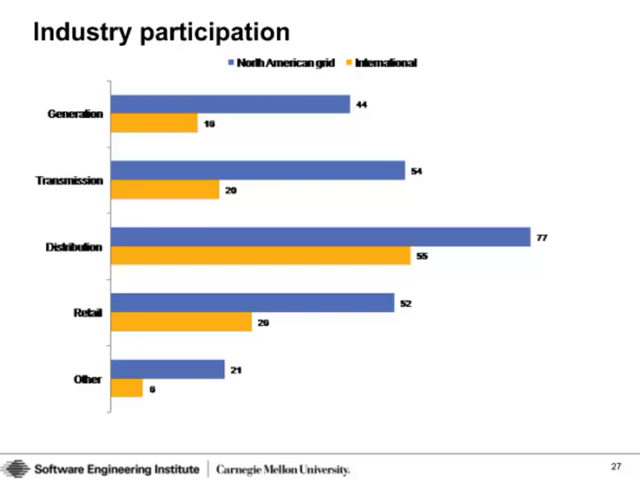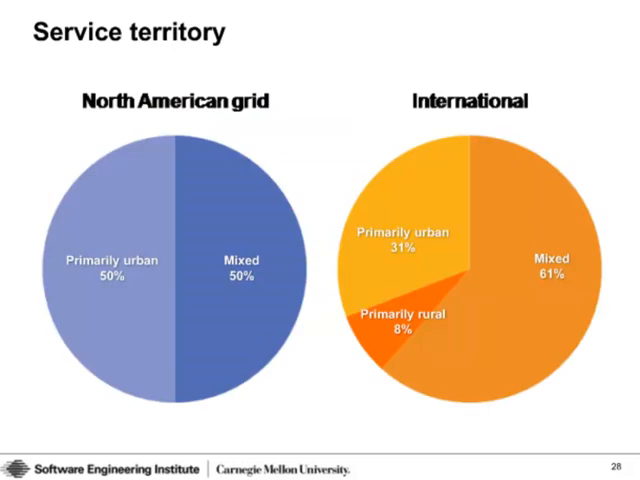Moving on to slide 28, to give you a sense of the variety of companies here, we're highlighting the North American grid breakdown between urban and mixed, and then the international side similarly. Really giving you a sense that there's quite a variety in the characteristics of the utility footprints that participate in the maturity model assessment.